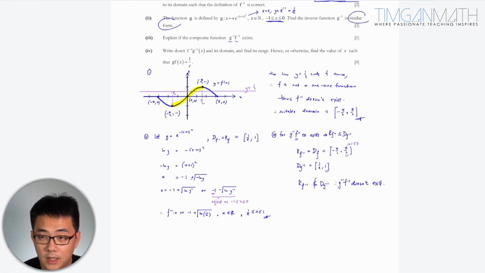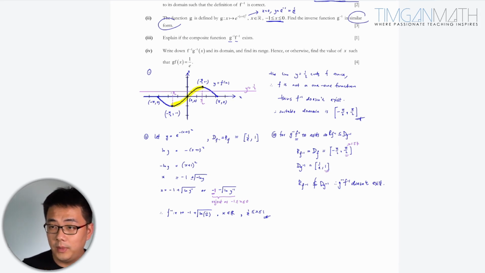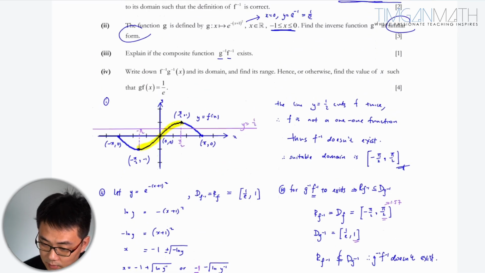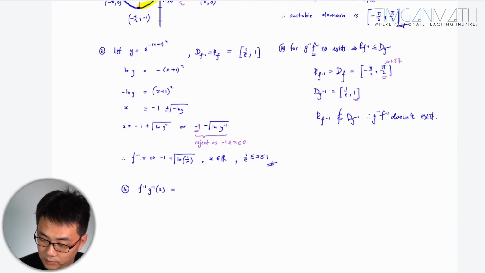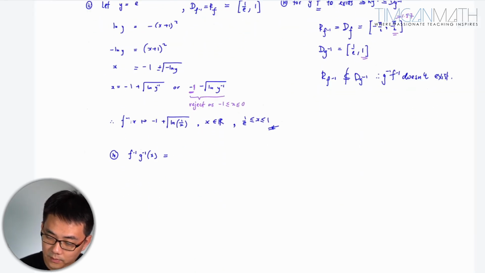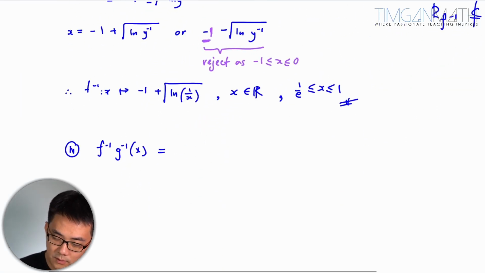All right. Let's look at the subsequent one, the last one, which is write down f inverse g inverse x, and its domain, find its range. Okay, so we're going to just find f inverse g inverse x. This will just be g inverse will be here. We found g inverse, right? g inverse in similar form. So this is g inverse.